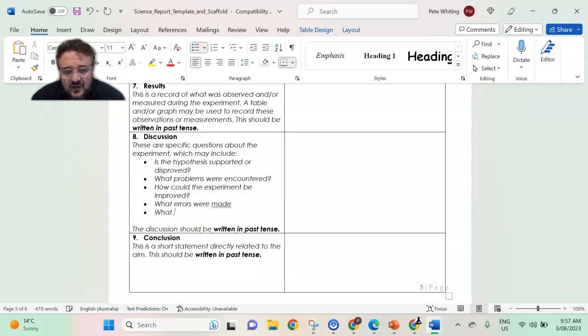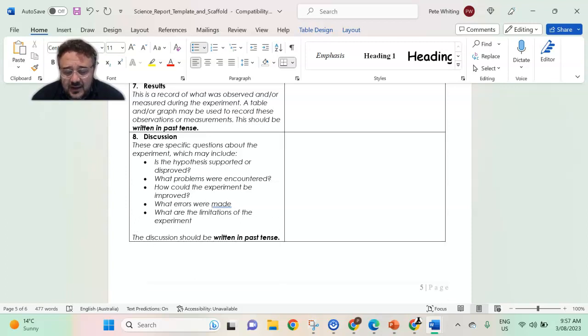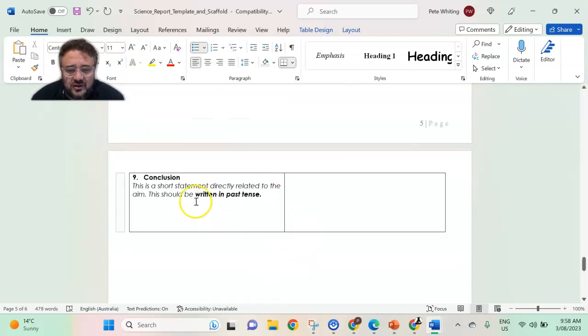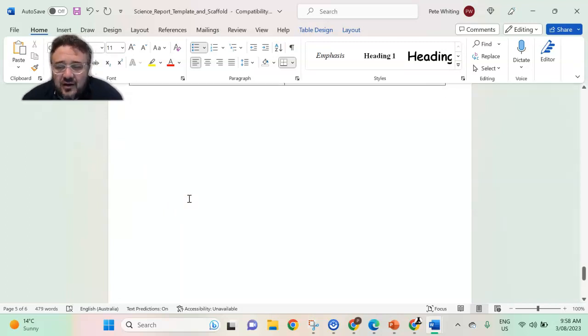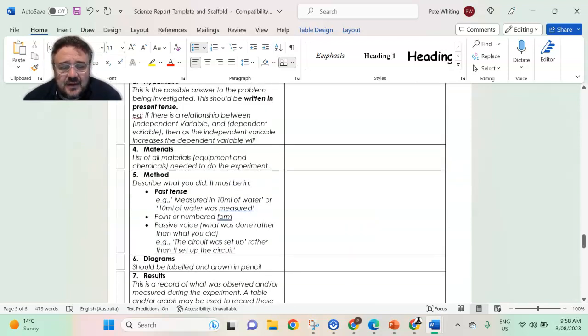what are the limitations of the experiment? And how could further questions be explored? Right, then a conclusion, boom, right directly to the aim. We investigated this, this was found. All right, so I will send both of those to you. And yeah, that's our format.